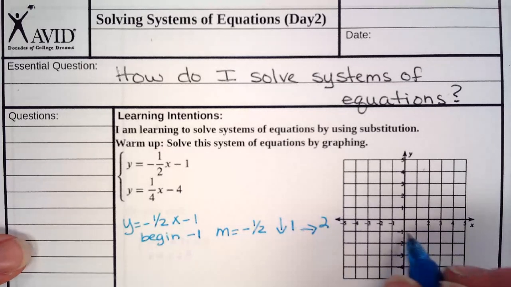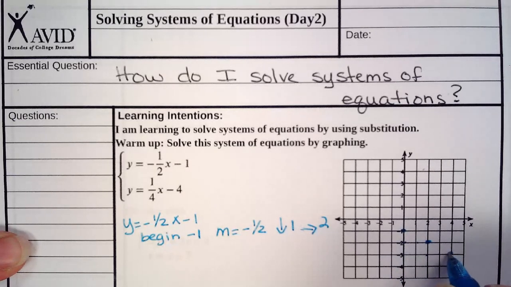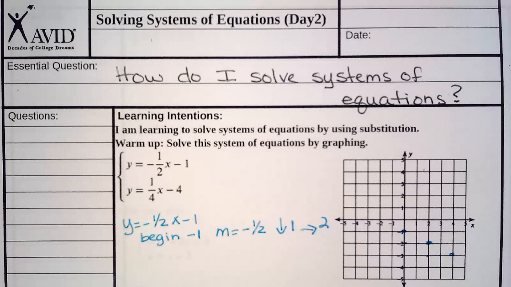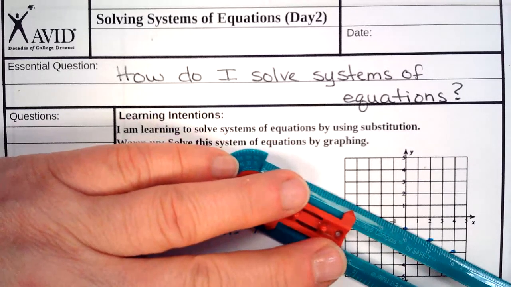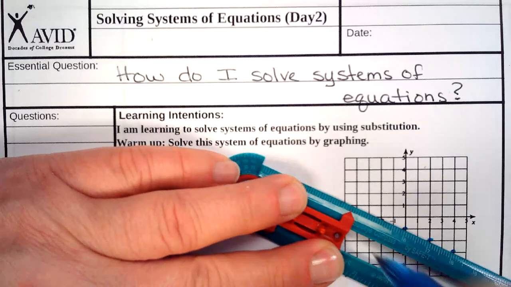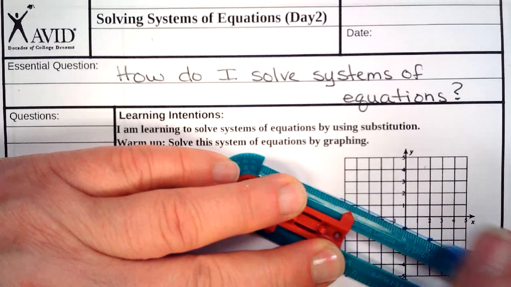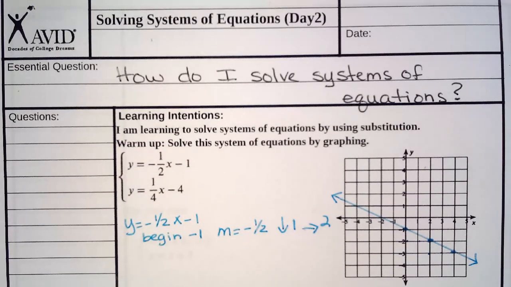So I start at -1. I move down 1 and right 1, 2. Down 1, right 1, 2. I now can draw my line out. I only need 2 points, but I put 3 just to be a little bit more accurate. As I line it up, I make sure that I've got the correct slope. There is my first equation.